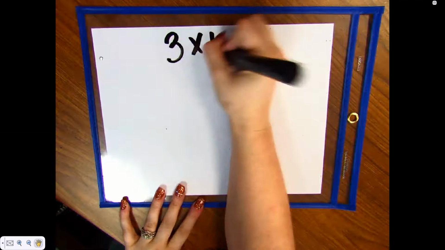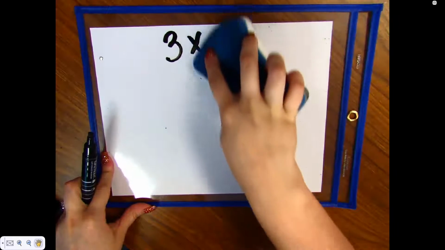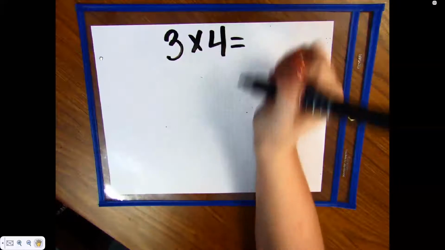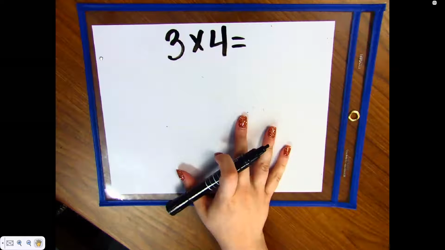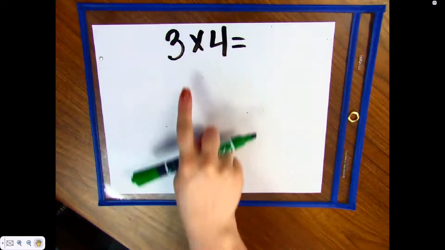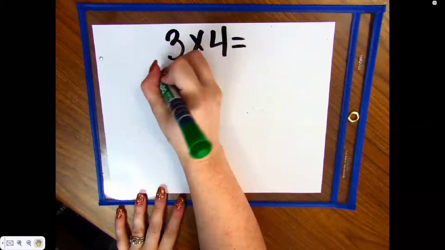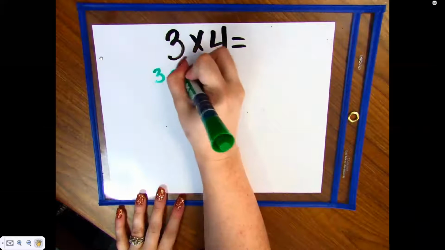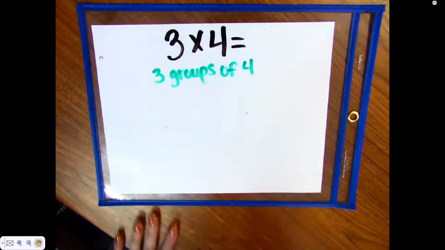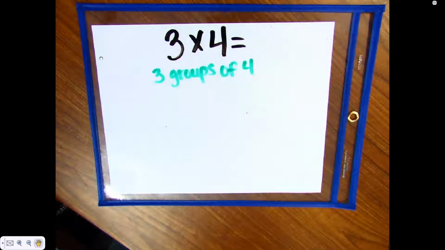Okay, so I'm going to look at 3 times, oops, wait, I messed up. 3 times 4, because remember, right now we're just looking at single digits, equals. So if I wanted to create equal groups for this, I know I have 3 groups of 4, okay? I have 3 groups of 4.